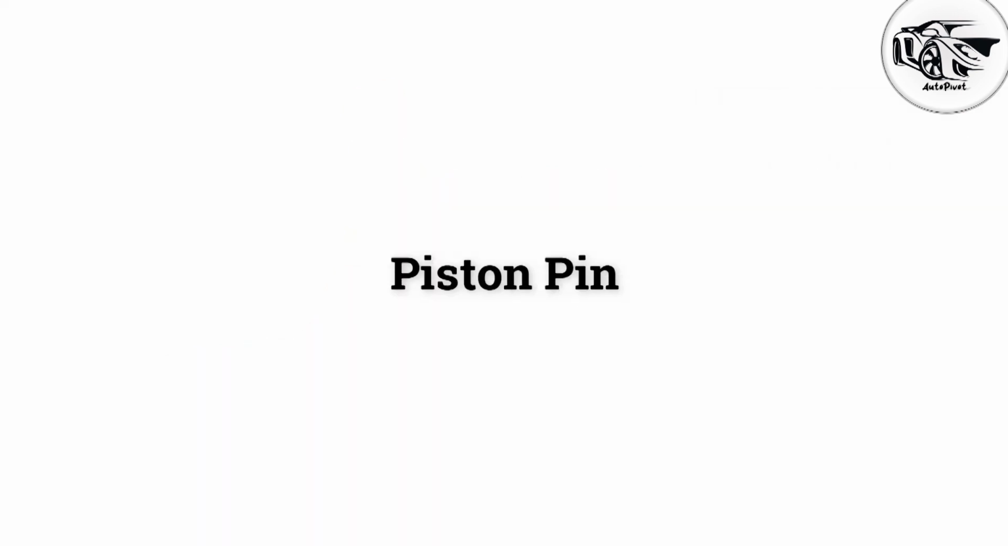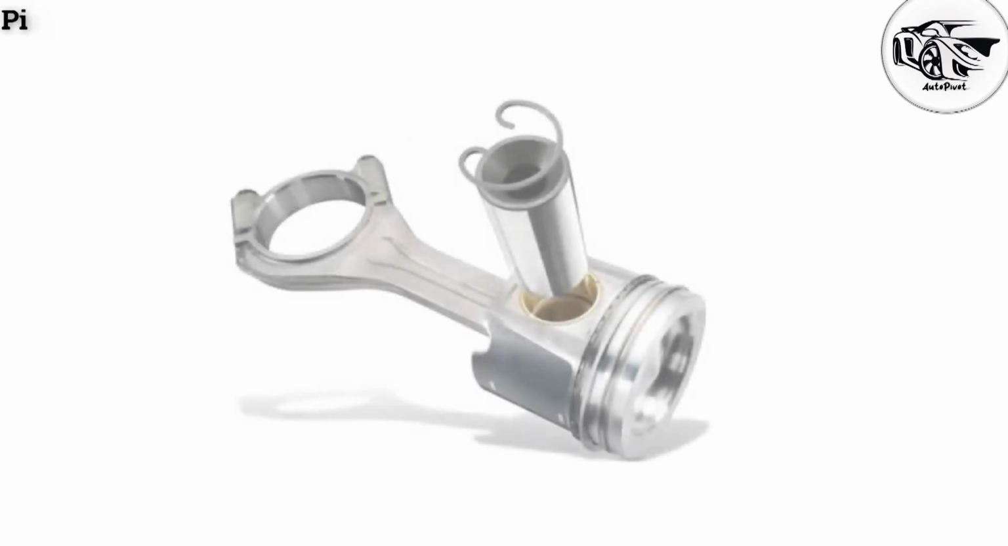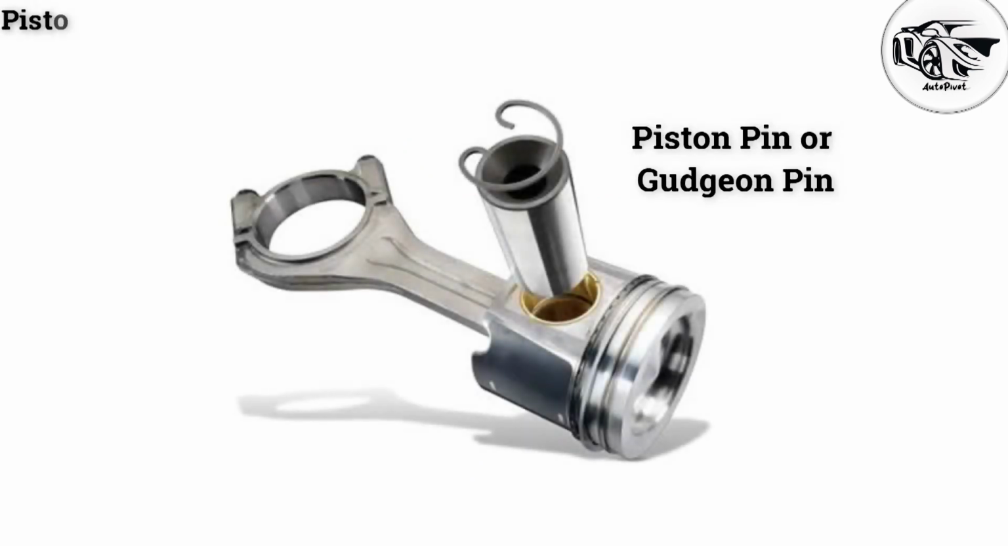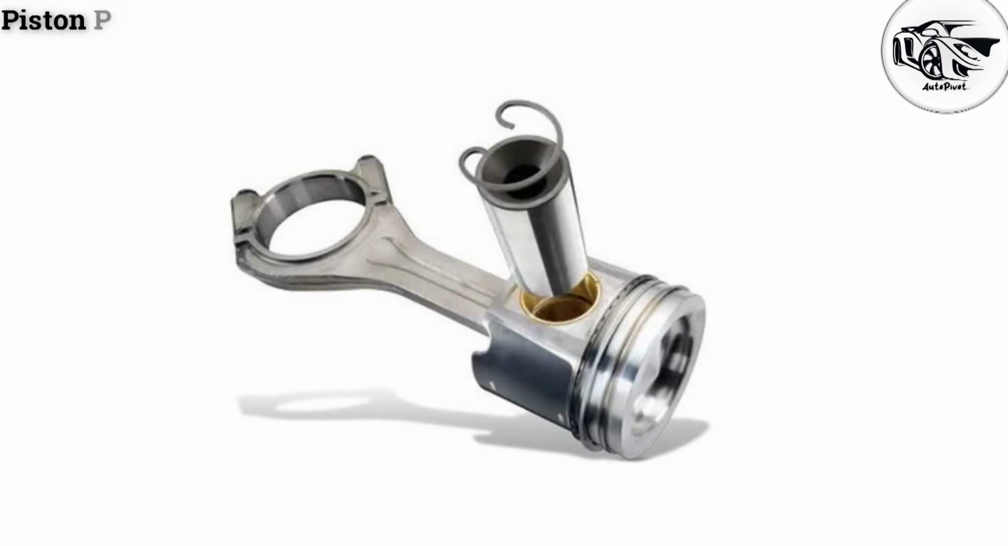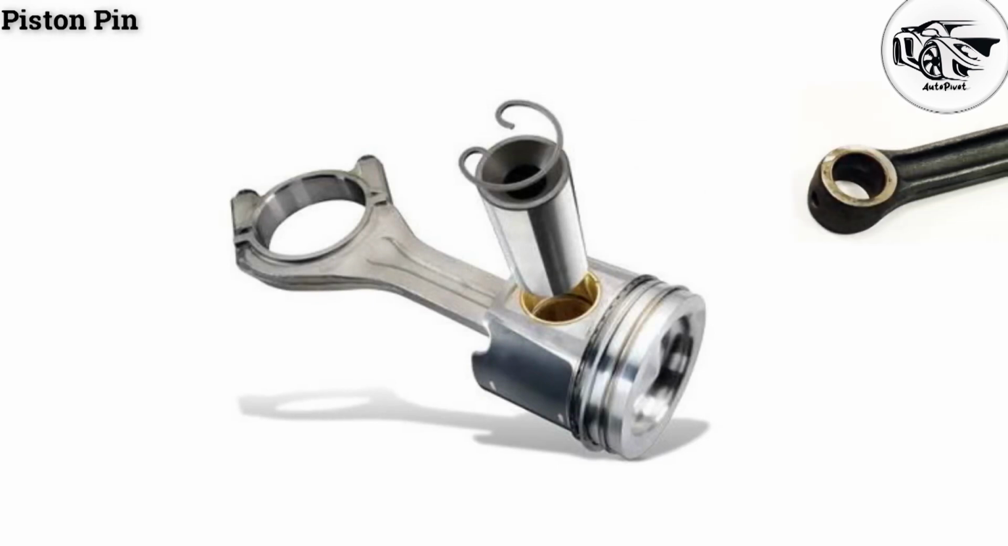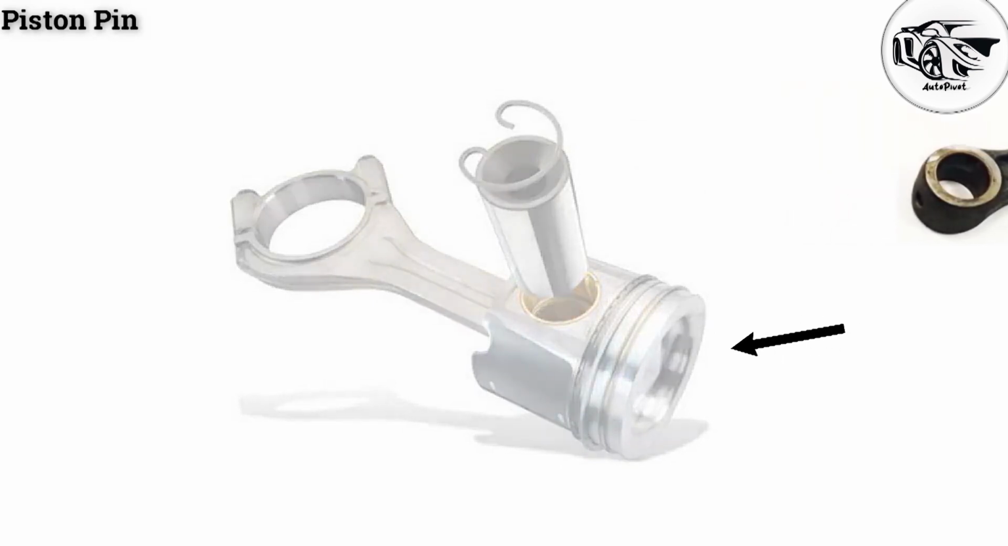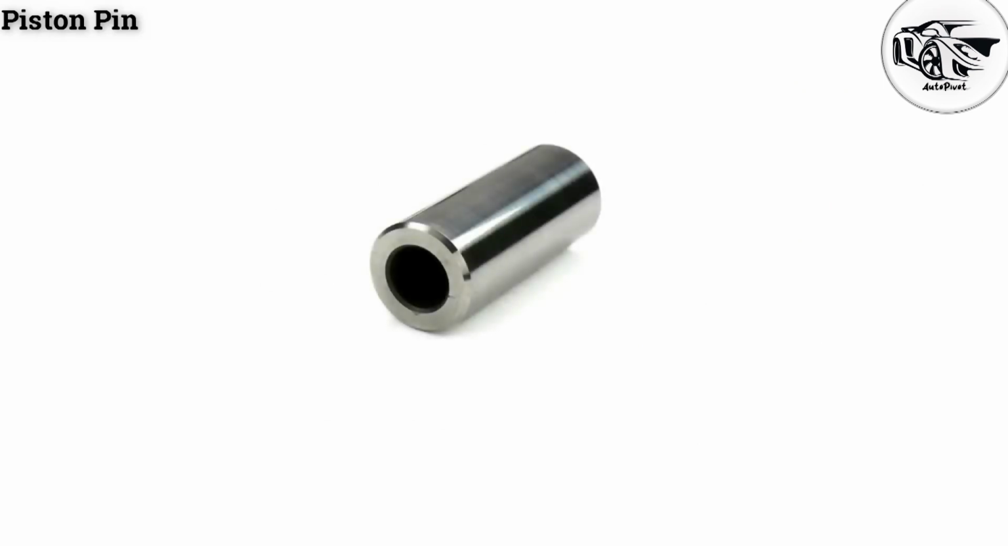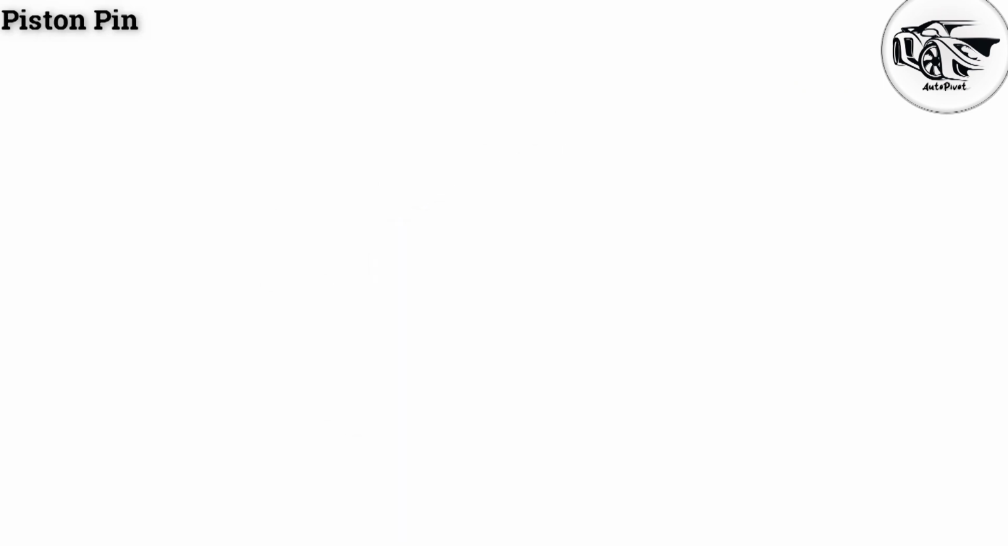Piston pin. The piston pin is also called wrist pin or gudgeon pin. It is used for connecting the small end of the connecting rod and the piston. It is made hollow to reduce weight and it is made from case-hardened steel.